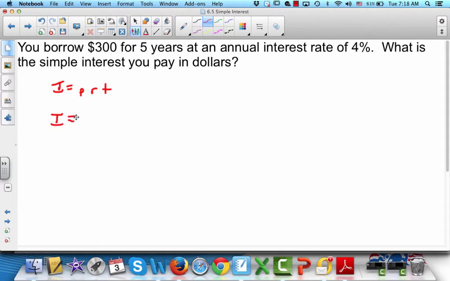Interest is equal to the principal, which was $300, times the rate, which is 4%, times the time, which is 5 years. And so we go 300 times 0.04, which gives us 12, times 5 is equal to $60. So our interest is equal to $60. Okay? Just using the formula and plugging things in.